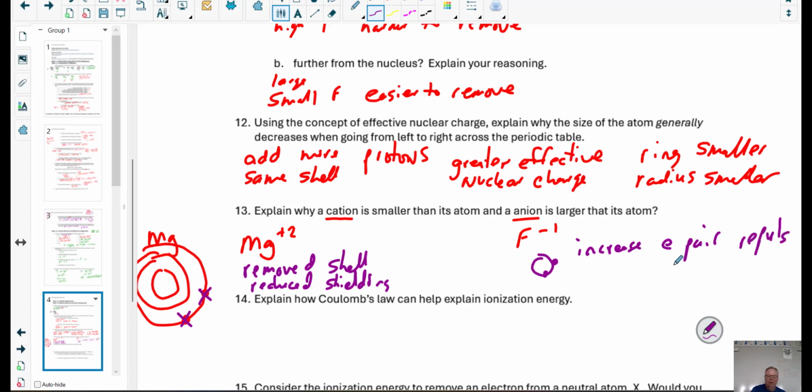And so when you increase the electron pair repulsion, we're going to make these electrons spread out. So that's what makes the anion bigger, is due to this increase in electron pair repulsions.